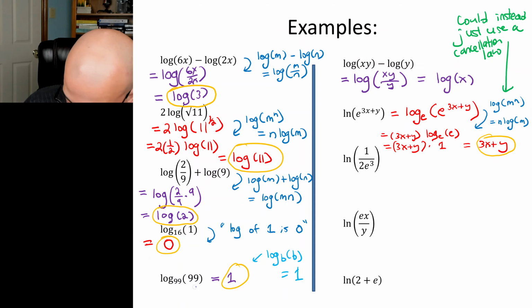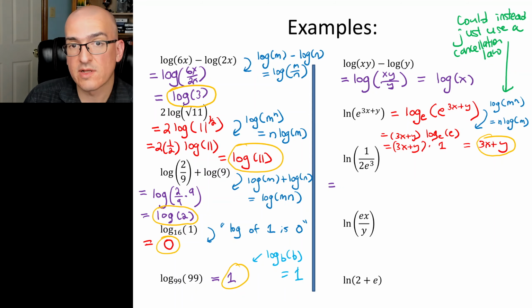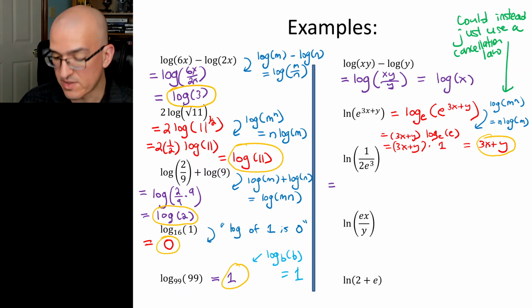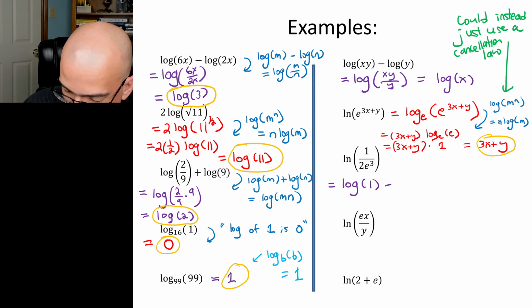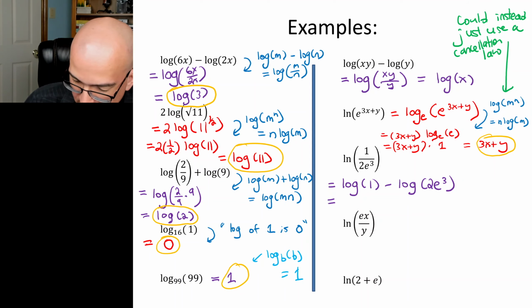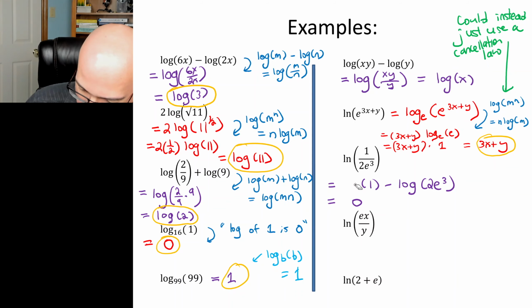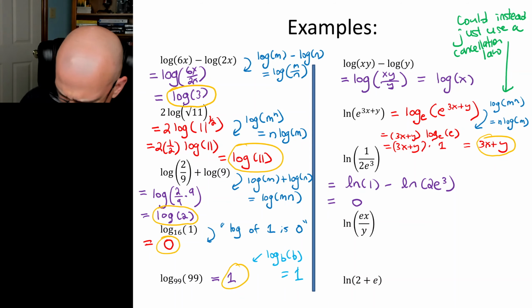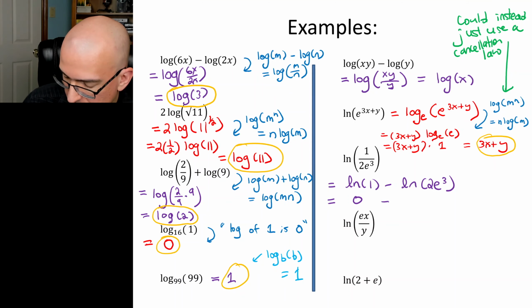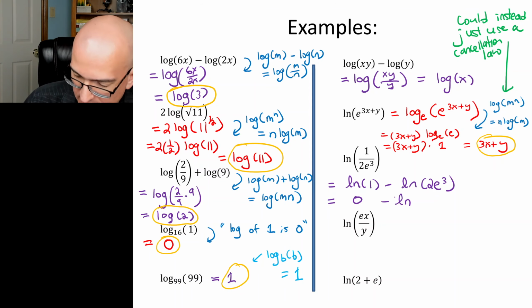Okay, the next one. I'm going to use a log property that says if you have a log of top divided by bottom, you can write it as log of the top minus log of the bottom. Oh, I have to put ln, sorry. So this is ln of 1 minus the ln of e cubed. Log of 1 is 0, so 0 minus the ln of 2e cubed, which I can write as ln of 2 plus ln of e to the power 3.